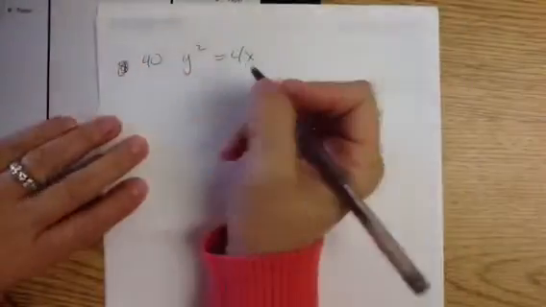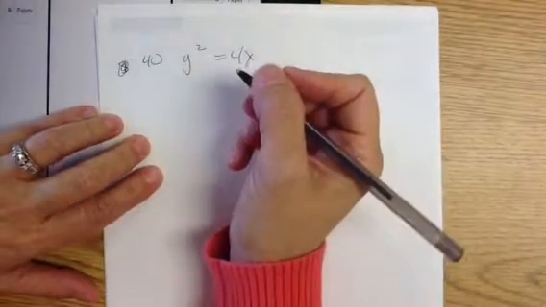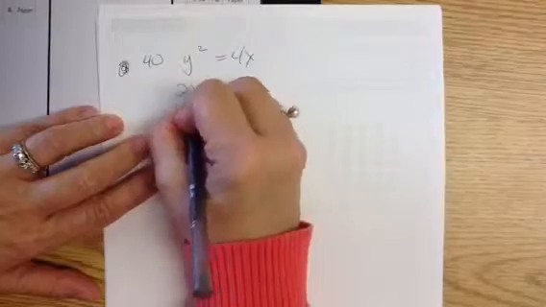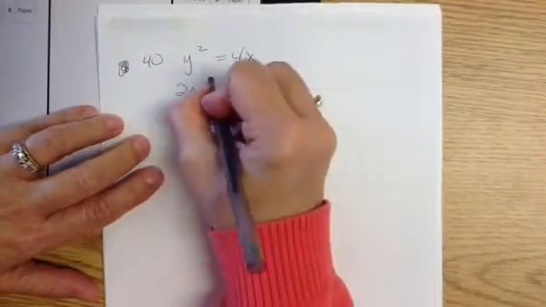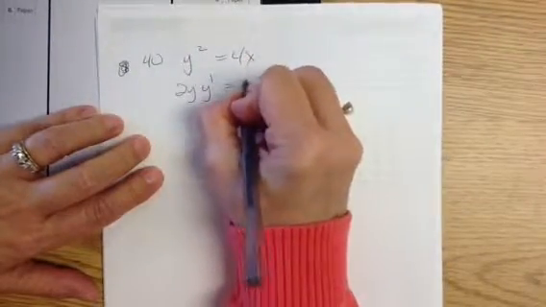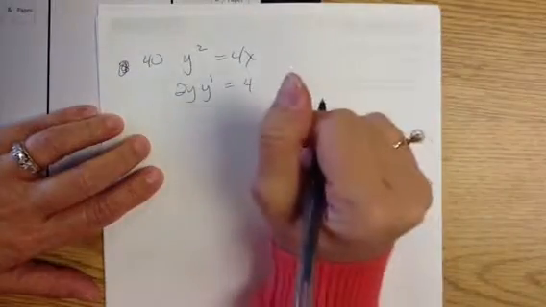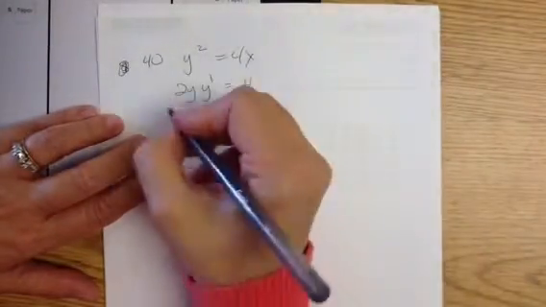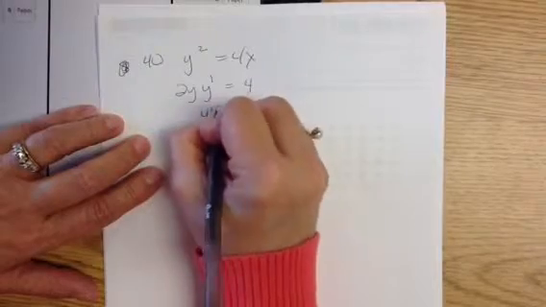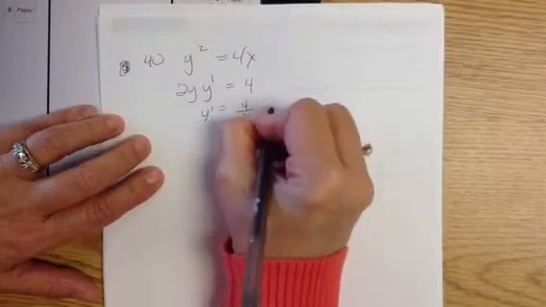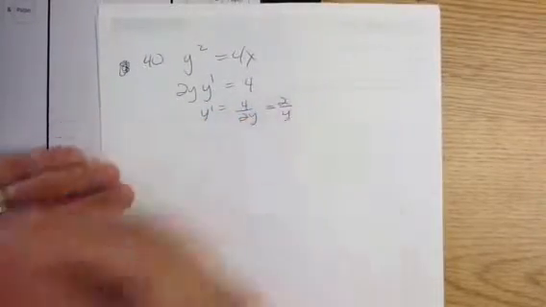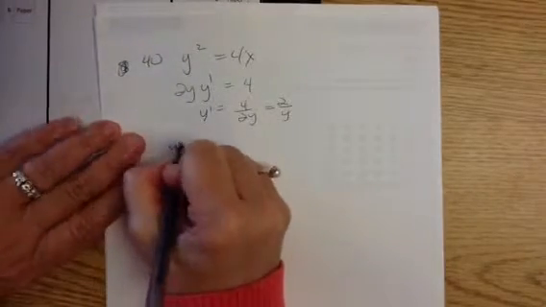All right, so what we're going to do is we're going to have to find the second derivative. So we're going to go 2y, and it's explicit, so we're going to say y prime equals 4, and that's with respect to x. And now I'm going to solve for y prime, which is 4 over 2y, which is 2 over y.